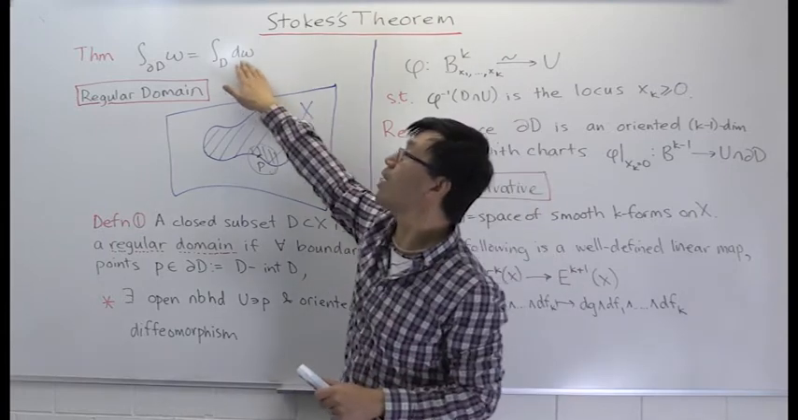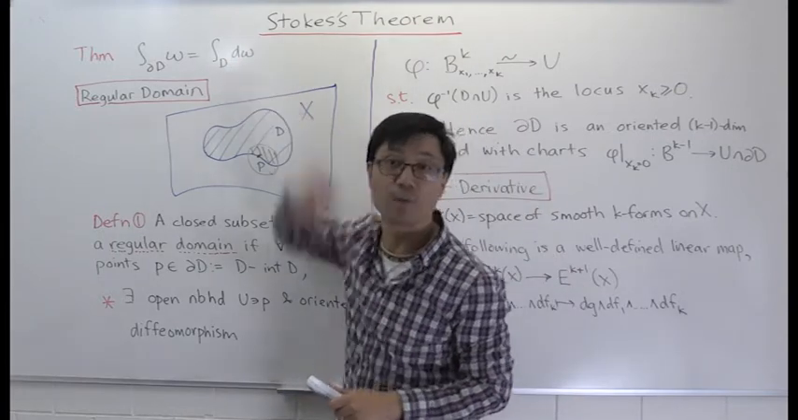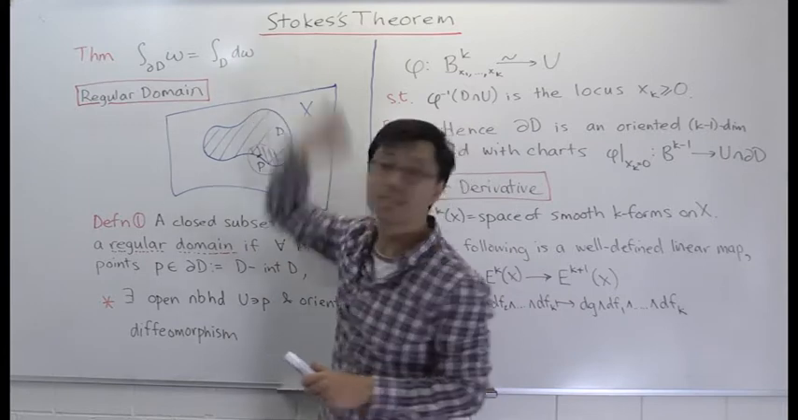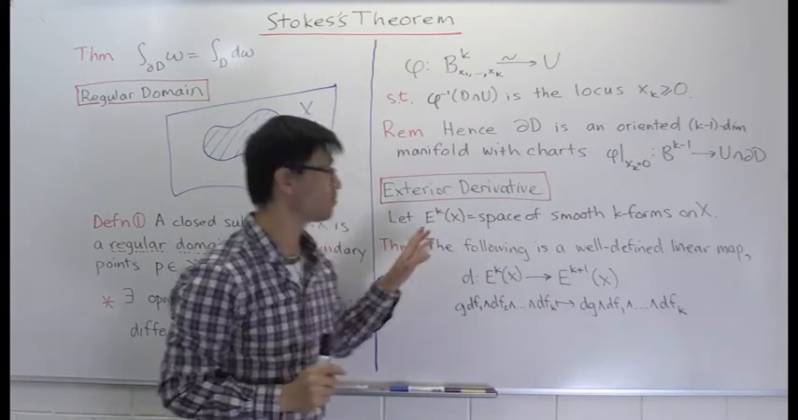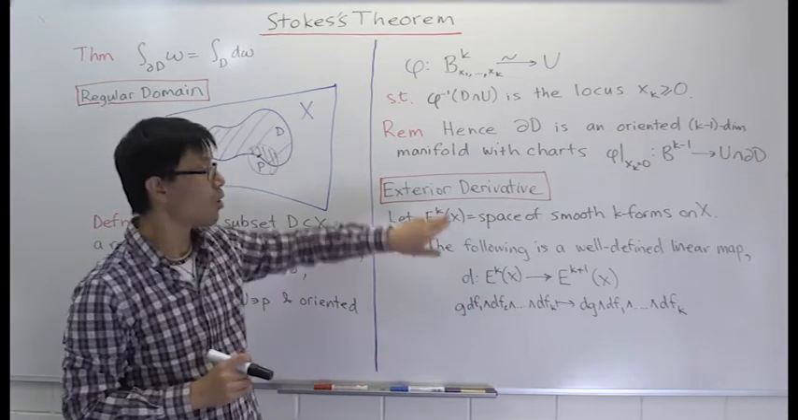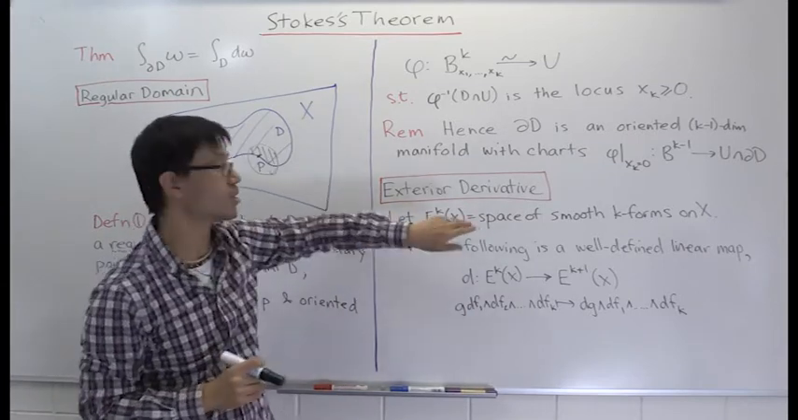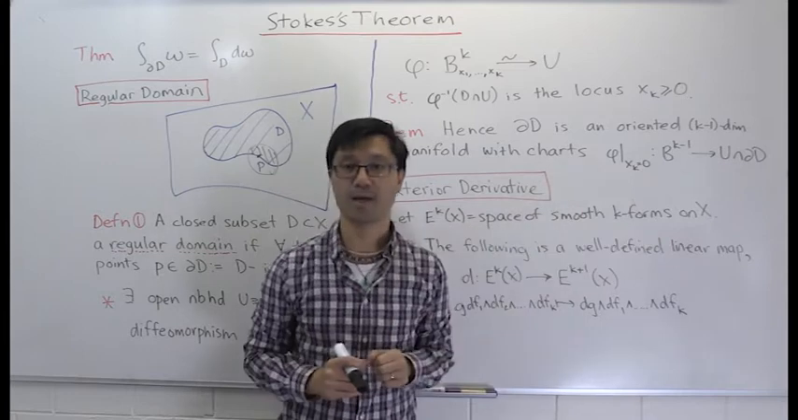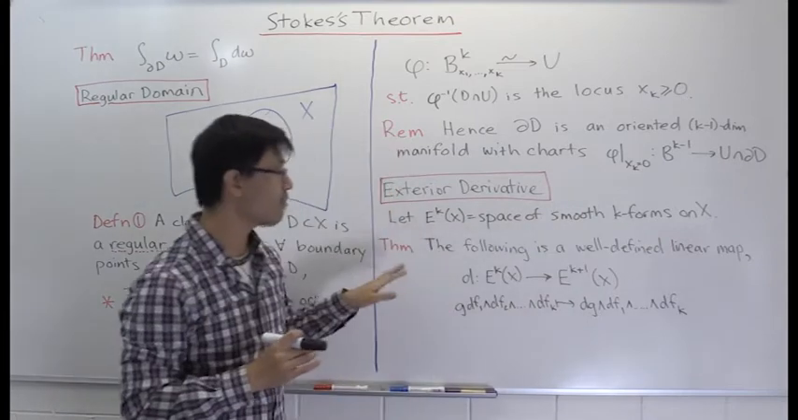It just remains to state what is d omega. So this is an operation, this d, called the exterior derivative. Okay, so let me just introduce some notation first. I'll let E^k(X) denote the space of smooth k-forms on X. And the theorem that we have here is the following.